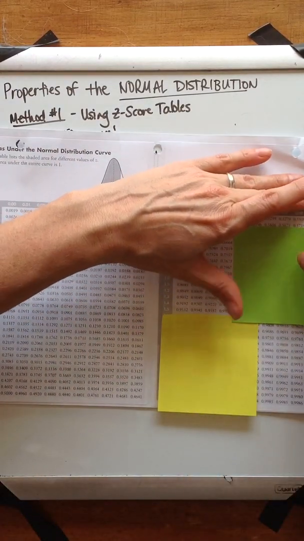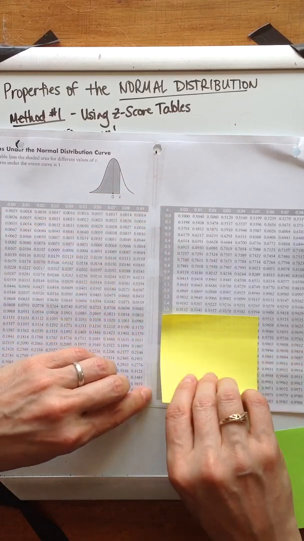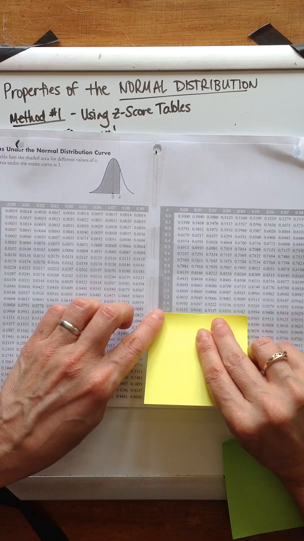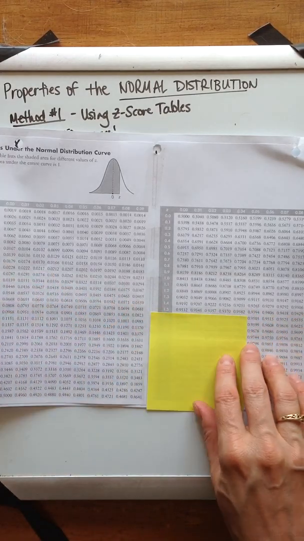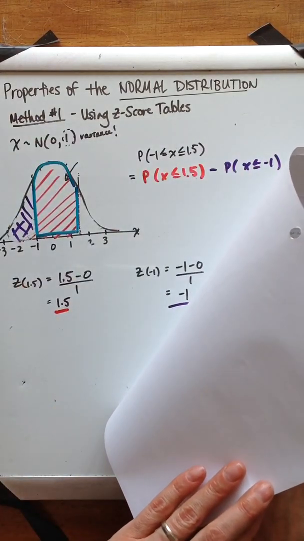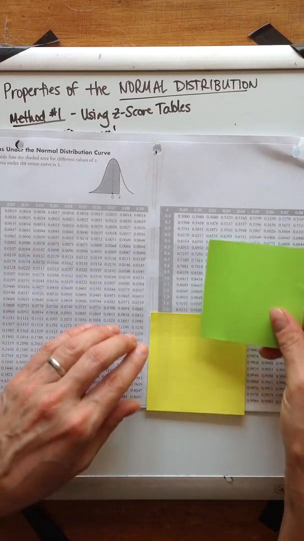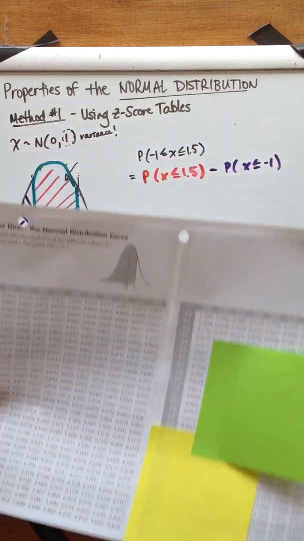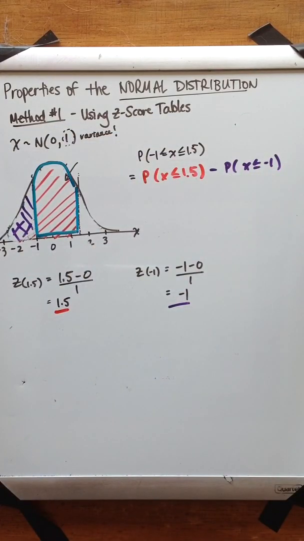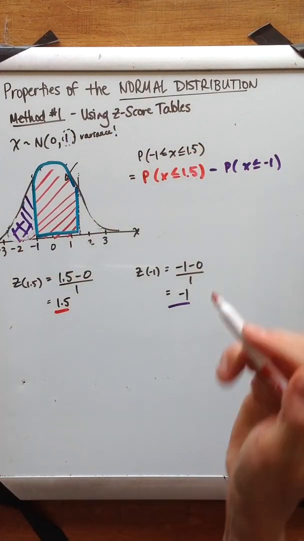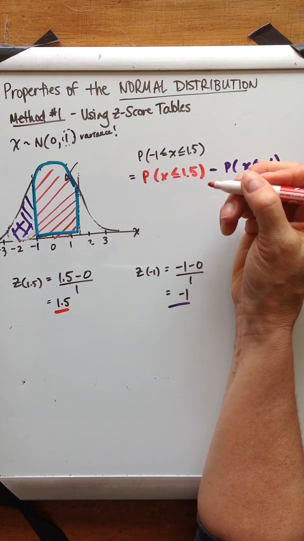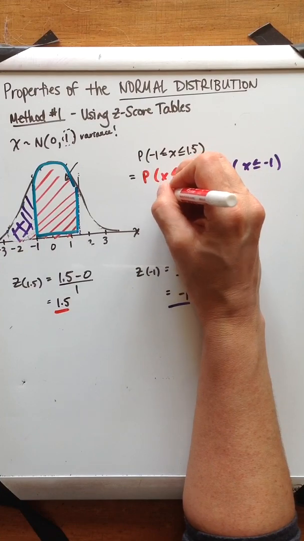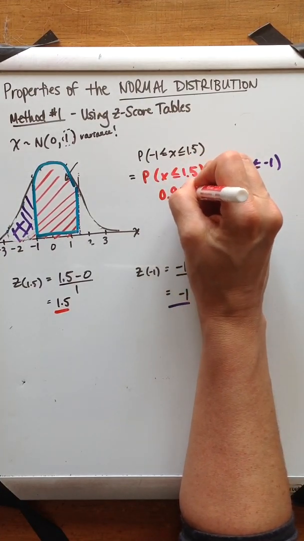So I'm going to scroll down first to 1.5. There it is. And it was 1.5 like that, but we know that the next decimal is a 0. So 1.50 gives me a probability of 0.9332. We used that in a previous example. Okay, so that's equal to 0.9332.